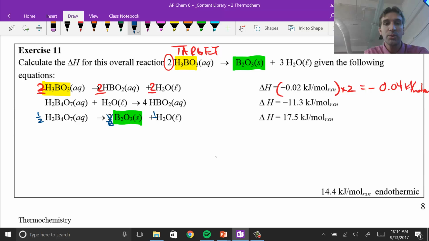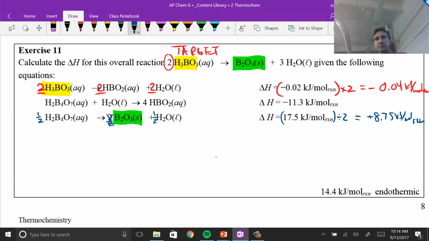And then this will also be a 1/2 on the water. I'm going to have to take my 17.5 and divide by 2 on that as well. So this should come out to 8.75, I believe, positive 8.75 kilojoules per mole reaction, right?